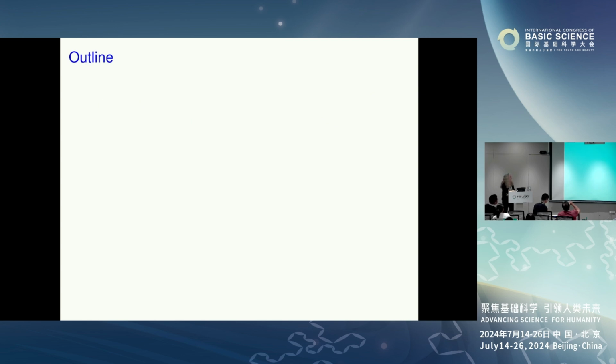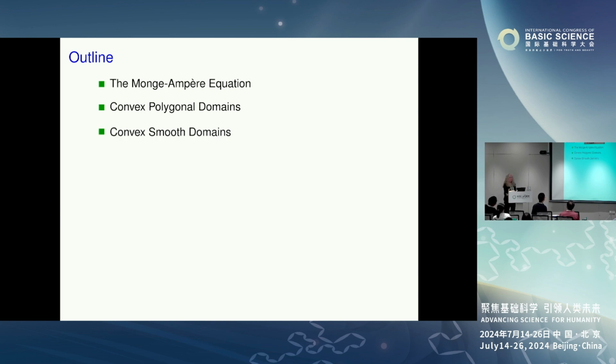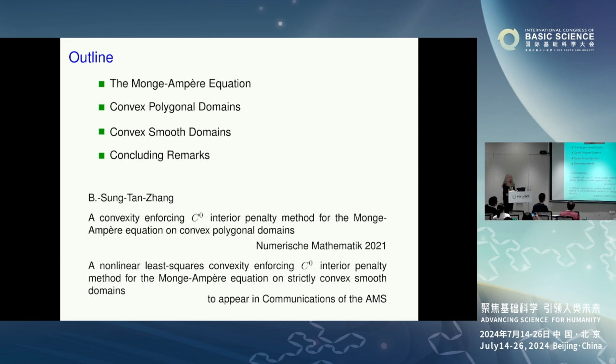So this is the outline of my talk. First, I'll say a few words about the Monge-Ampere equation. Then I'll describe our method on convex polygonal domains and discuss extensions to convex smooth domains. And I'll end with some concluding remarks. Details can be found in these two papers.